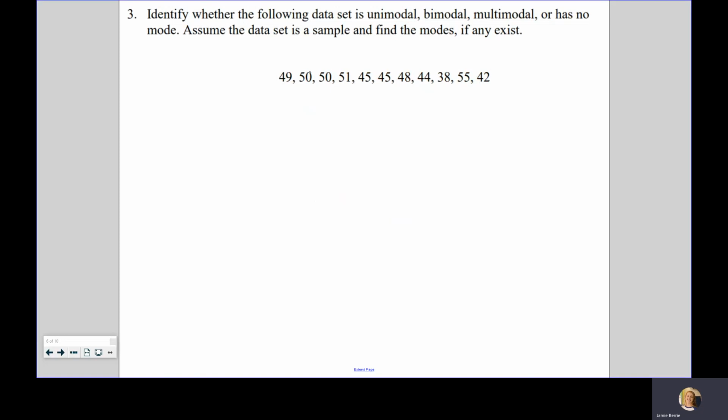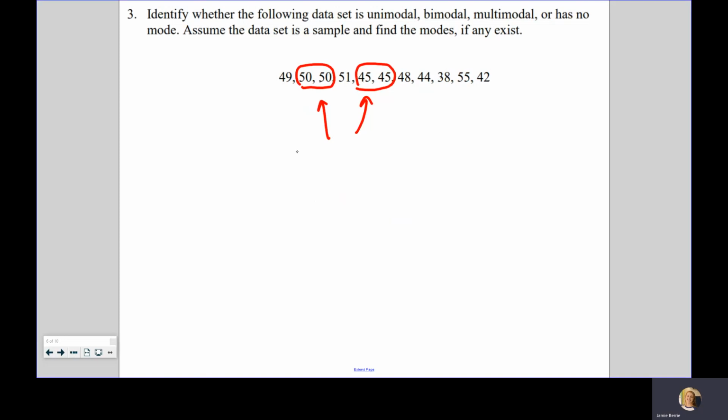All right, so let's see. 50 occurs twice, so that's a possible mode. 45 occurs twice. Do you see any other data values that get repeated? 49 doesn't get repeated, 51 doesn't, 48 doesn't, 44 doesn't, 38 doesn't, 55 doesn't get repeated, and then also 42 doesn't get repeated. All right, so we have two data values that get repeated twice.